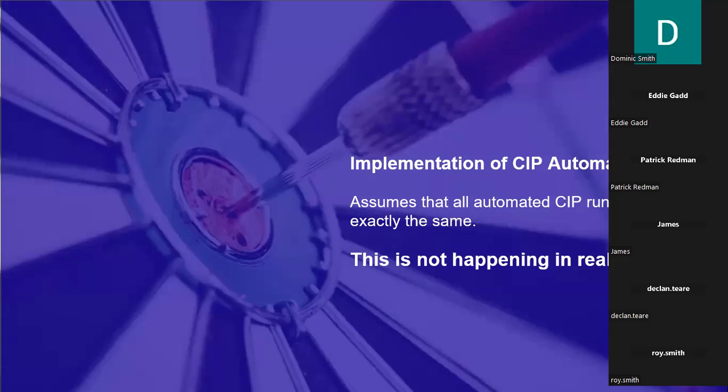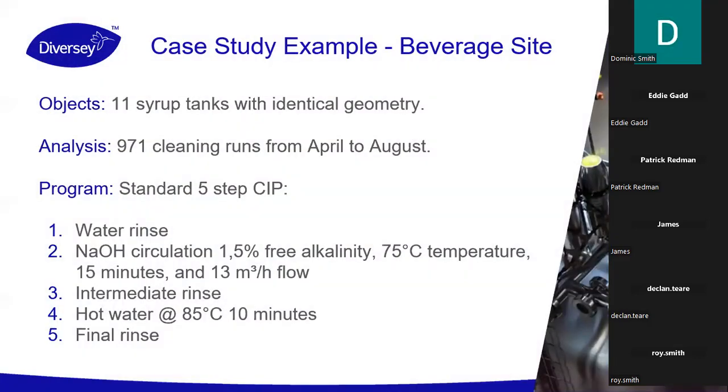Everyone assumes that all automated CIP runs are exactly the same. And that really doesn't happen in real life. And we can show that because this is a case study, some examples from a beverage site, which will remain nameless. We analyzed the cleaning of 11 syrup tanks, and so we compared 971 cleaning runs, all with a standard 5-step CIP program.